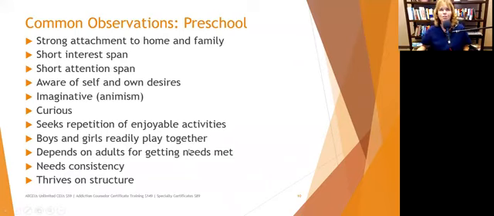So common observations in preschool: a strong attachment to home and family. We hope. If we don't see this, then as clinicians, or if you're a teacher, you may want to start taking a look at what might be going on there where the child is not attached. A short interest span. They're interested in cars one day and dinosaurs the next day, and a lot of projects may go half finished, but they're preschoolers. Projects for a preschooler should probably be an hour long, not a week long. They have a short attention span. It's hard for them to focus on any one thing, even stuff they're interested in, for extended periods of time.